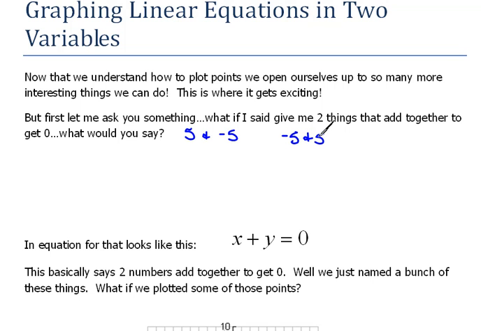Absolutely, because remember, addition is commutative. Doesn't matter what order you do it in, you still get the same answer, right? So 5 plus -5 would be 0. -5 plus 5 would be 0. Well, what about, I don't know, 2 and -2? Would that give me 0? Sure it would. So would -2 and 2, right? If I added those things together, I would get 0.